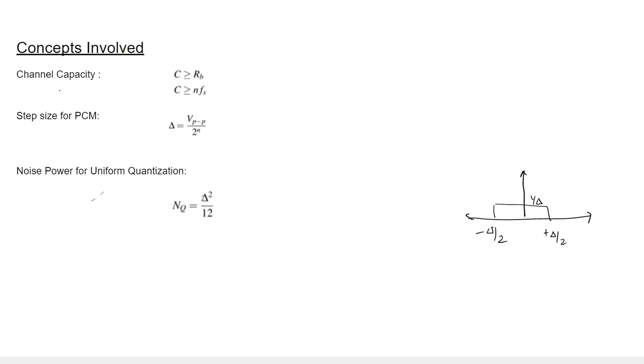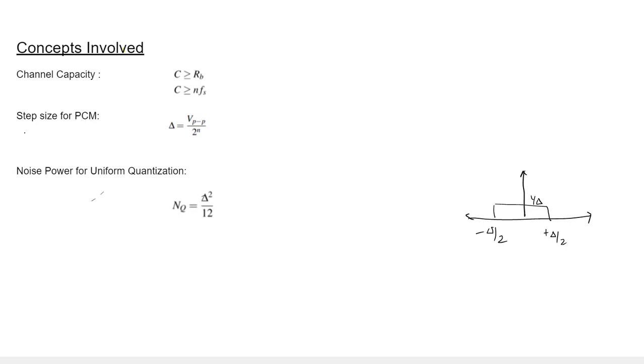The first one is the channel capacity. Channel capacity is the maximum rate at which information can be transmitted over a channel error-free. By error-free, we mean that we can still design an error control code with a very low probability of error, such that it can be considered negligible. Hence, C must be greater than or equal to RB, where RB is the bit rate. For a PCM system, RB equals N Fs, where N is the number of bits we want to transmit and Fs is the sampling frequency.